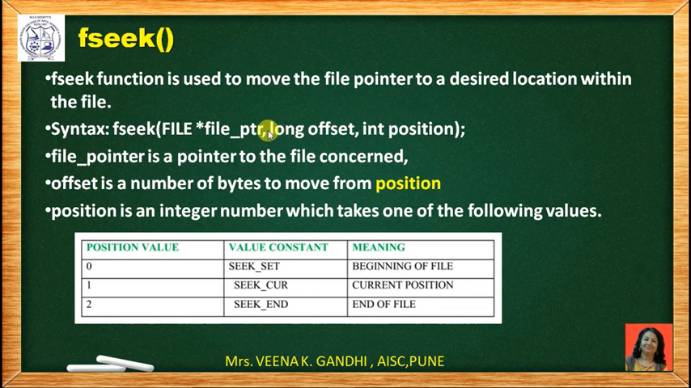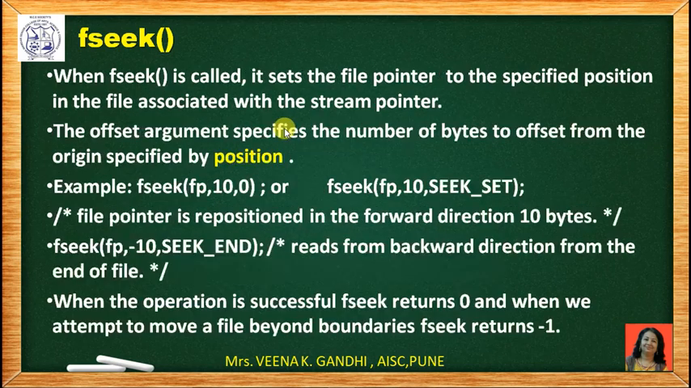Now this offset can be positive or negative. If it is positive, it means move the file pointer in the forward direction, and negative means move the file pointer in the backward direction from the position specified. So when fseek is called, it sets the file pointer to the specified position in the file given by the file pointer. The offset argument specifies the number of bytes to move from the origin specified by the position.